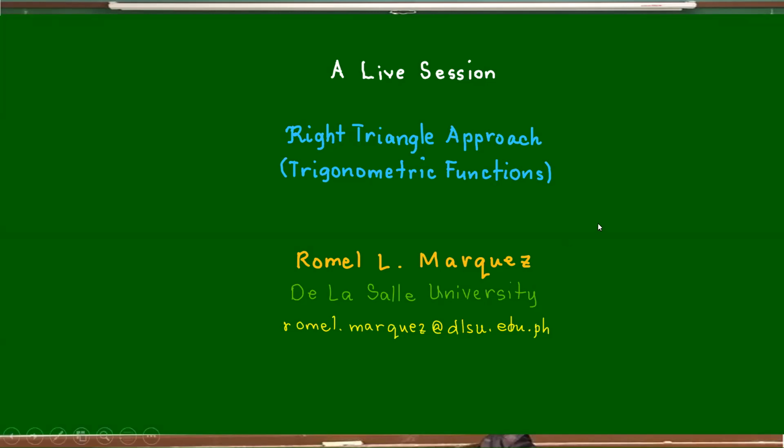So we're going to discuss the right triangle approach. I don't know if you have already watched the pre-recorded video that I made and shared with you. It's about the three approaches of defining the 6 trigonometric functions. We are going to discuss now the first approach, and that is the right triangle approach of defining trigonometric functions.